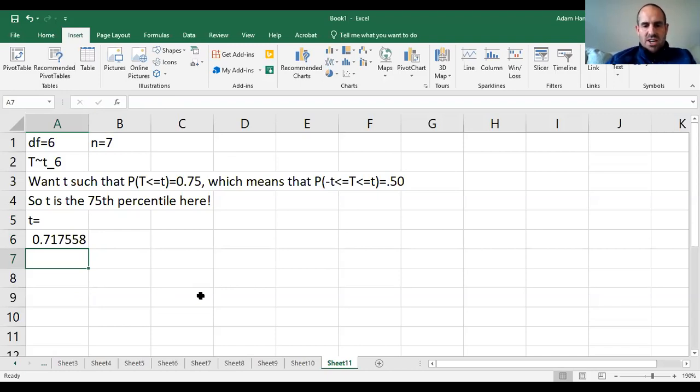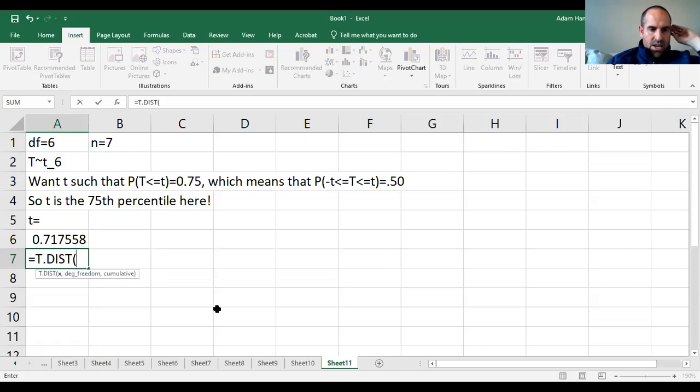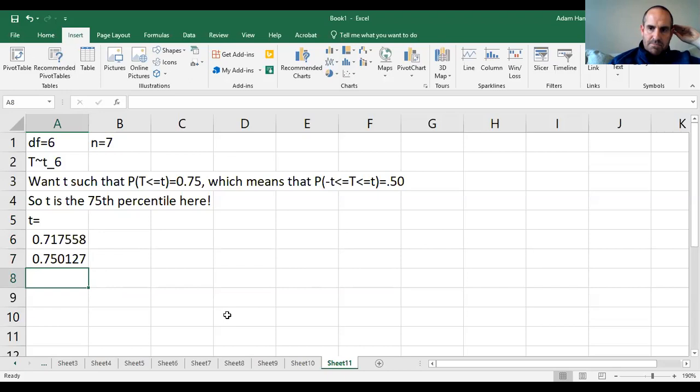So watch this. Let's just check this out. Look, if I go equals t distribution, what's our x value, the thing we're going to go up to, that's our little t. So let's go 0.718, degrees of freedom 6, cumulative yes. We should get basically 75%, and we do, right? Okay, so there's that.